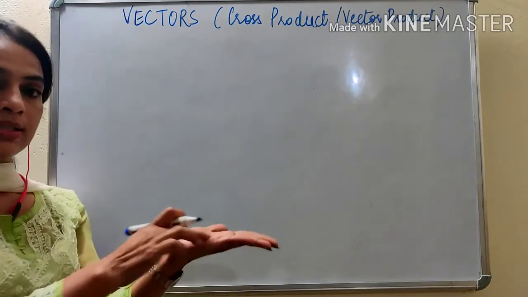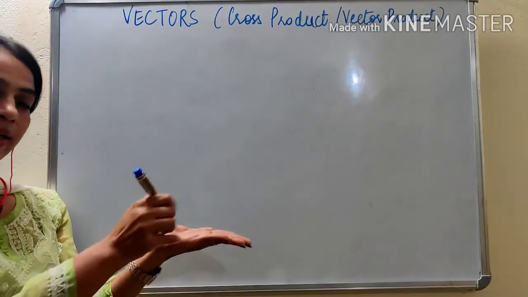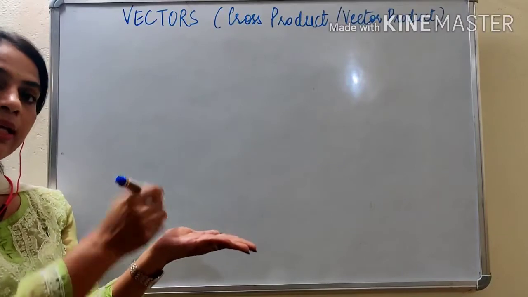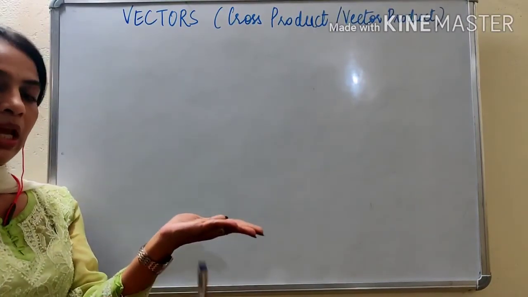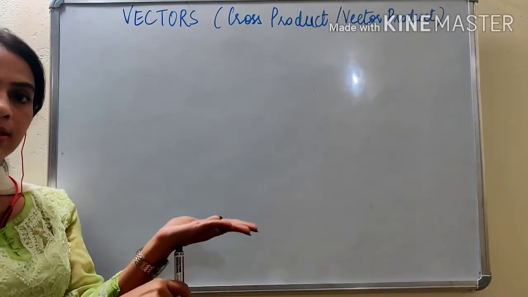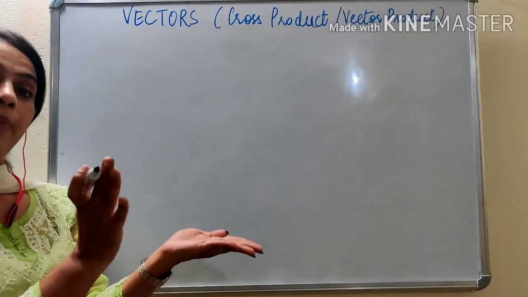If both my vectors lie, for example, in the plane of the hand, then the resultant will be perpendicular this way or this way. How to find which is correct? Use the right hand palm rule.